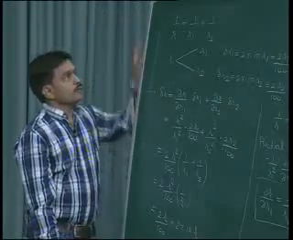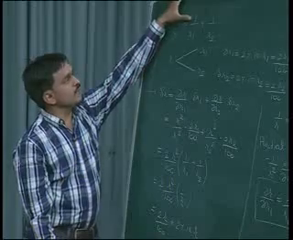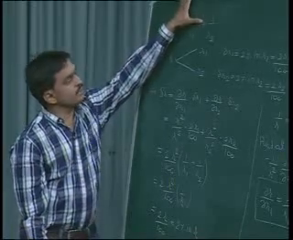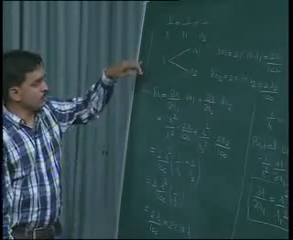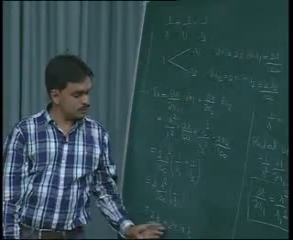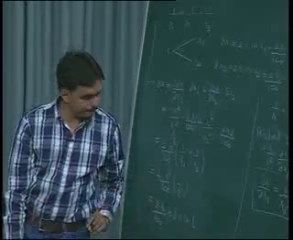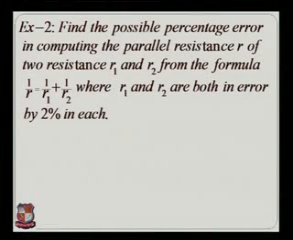So, the question is 1 upon r is equal to 1 upon r1 plus 1 upon r2. If we take the change in r1 and r2, both are 2%. So, in the total resistance r, the change is also 2% in r. Now, we take the third example.